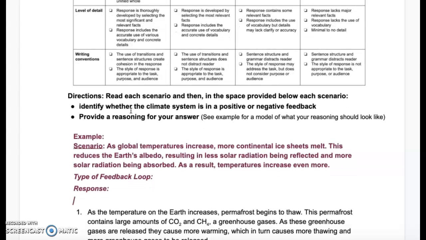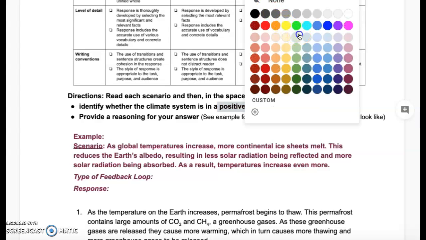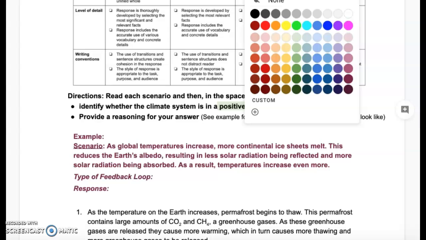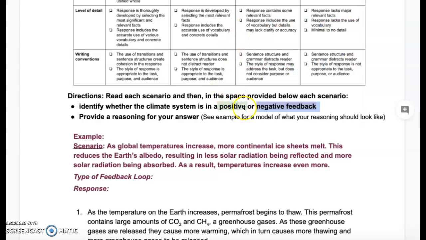Read each scenario, and then in the space provided below each scenario, we're going to do the following. Identify whether the climate system is in a positive or a negative feedback loop. Again, I'm just going to cue myself because I'm going to use that same strategy that we did in the reading of highlighting the details that give us clues in terms of if it's a positive feedback loop or a negative feedback loop.